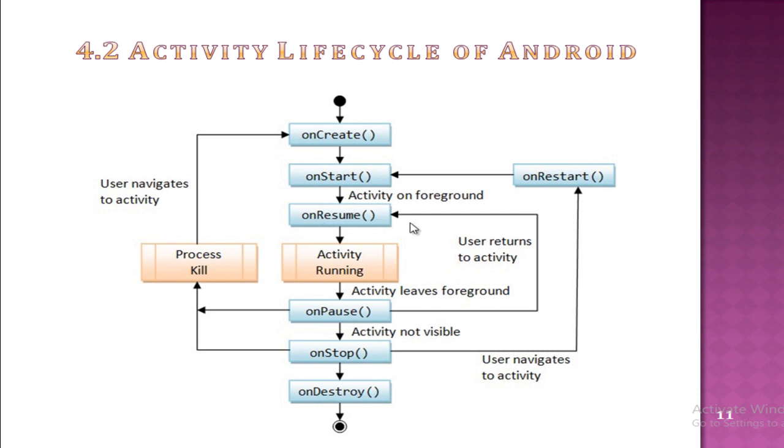The onResume method is called when the activity becomes visible again and the user starts interacting with the activity. It is used to initialize the fields, register the listeners, bind the services, etc. So that is the onResume method. Then next, activity running, which means it is visible to the user and interacting with the user.